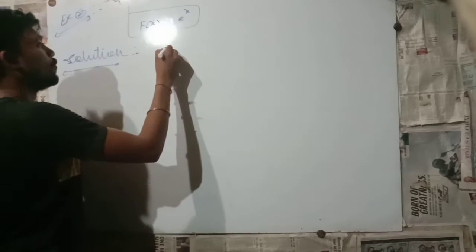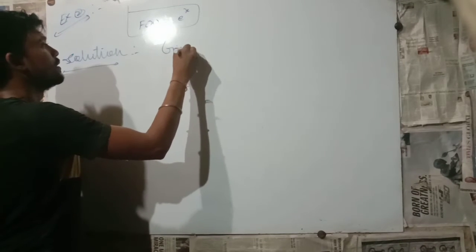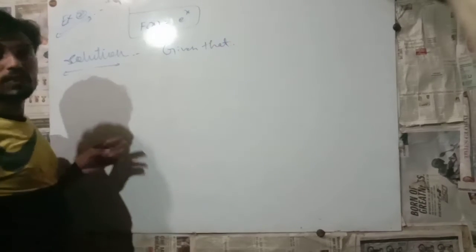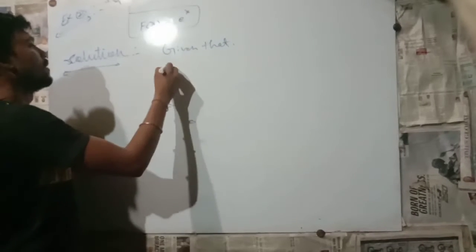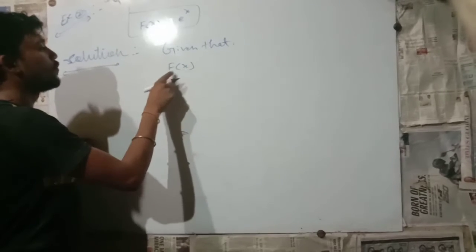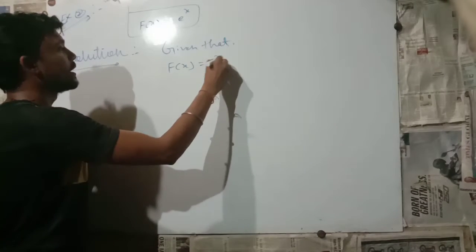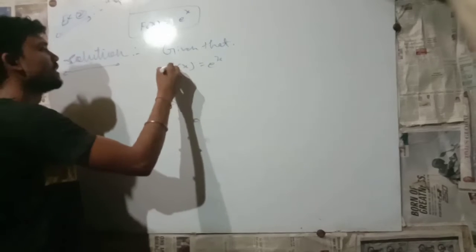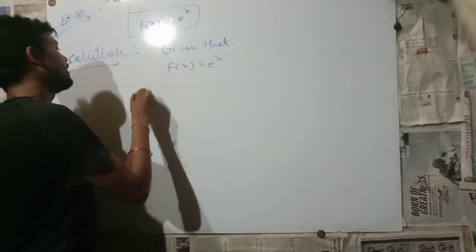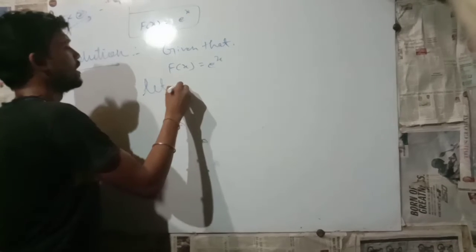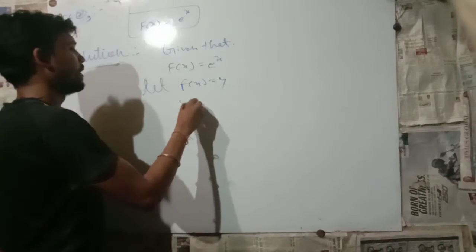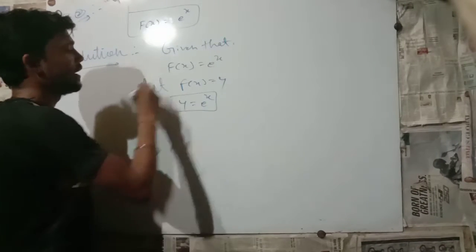Solution. First of all, you can write here, given that f of x is equal to e raised to power x. Then you can let f of x is equal to y, and y is equal to e raised to power x.